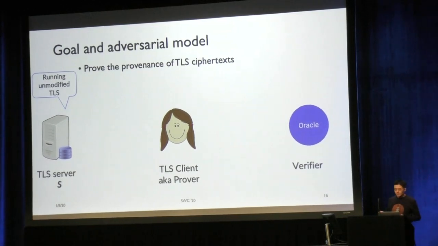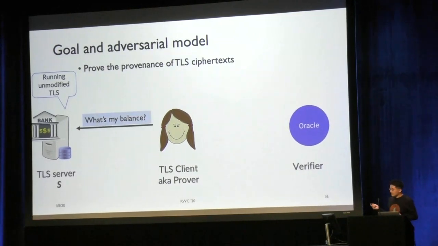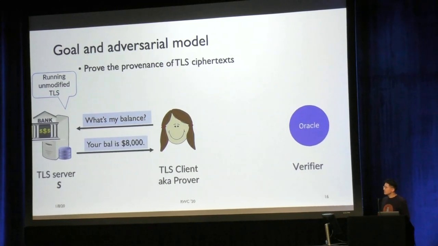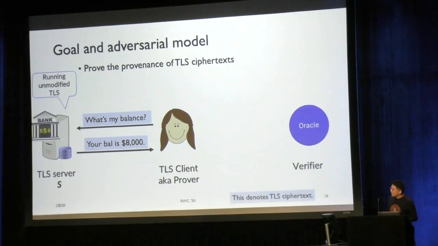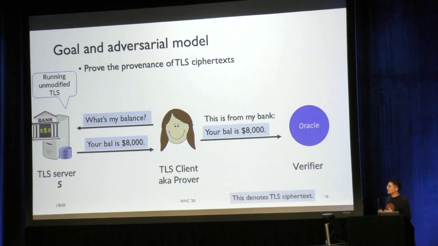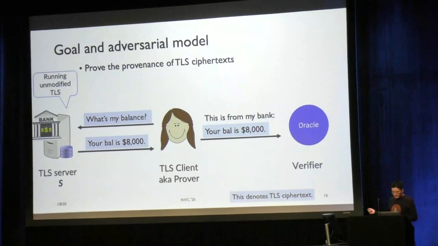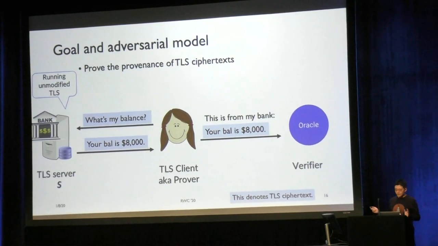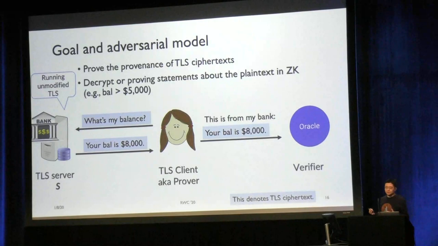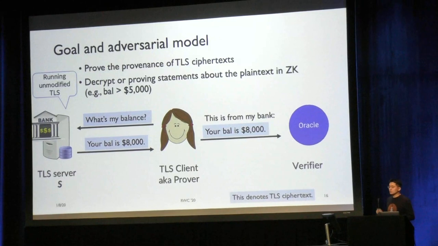As Ari has explained, the primary purpose of Deco is to prove the provenance or origin of TLS ciphertext. Well, what does that mean? For example, suppose the server is a bank and the client, the prover, which is also the TLS client, had the following interaction with the server. Here the blue boxes denote TLS ciphertexts. The prover's goal would be to convince the verifier that this particular ciphertext is indeed from the bank. And again, this is a TLS ciphertext which is not signed by the server. Instead, it uses a MAC to protect integrity, but since the prover knows the MAC key, she can forge arbitrary ciphertext.